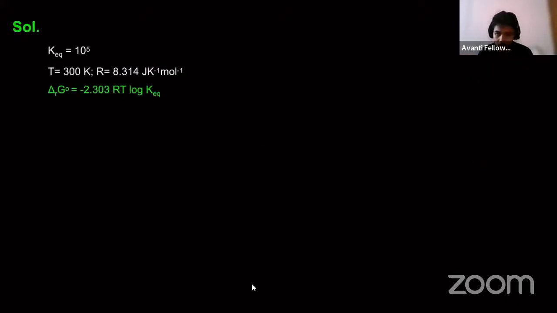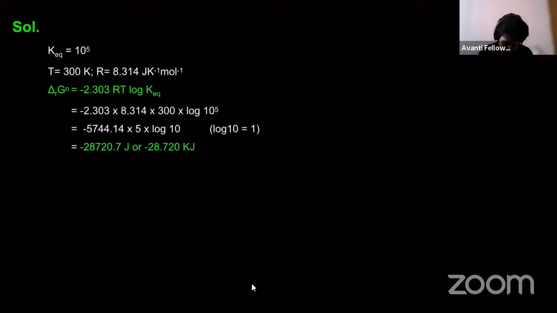Now, for the R value, when you are taking it in energies, try to take it in joules itself. That is 8.314 joule per mole per Kelvin. Substitute the value, the answer will be minus 28.7 kilojoules. Okay. Gibbs free energy will be minus 28.7 kilojoules.